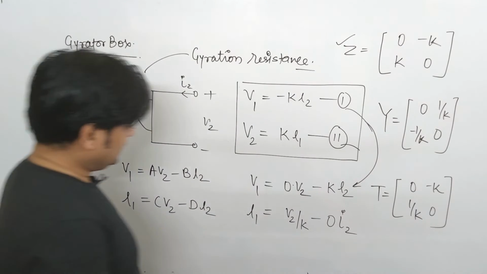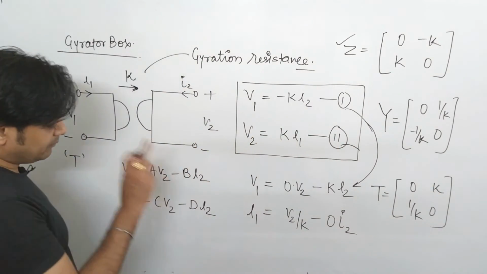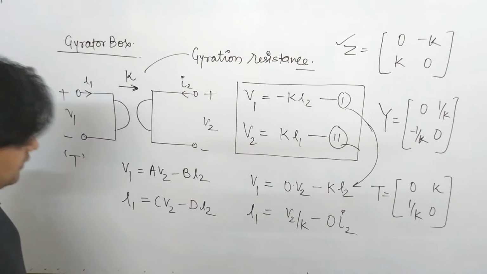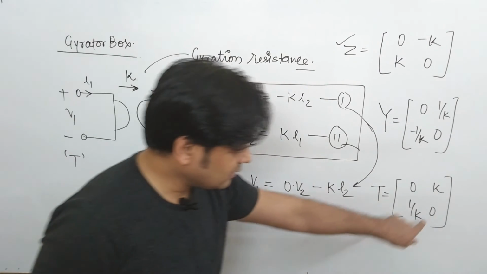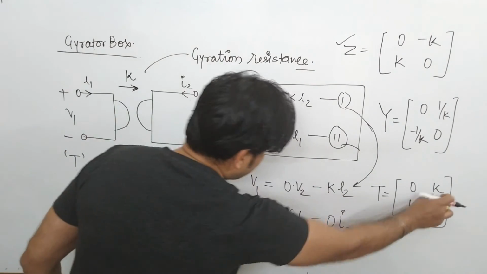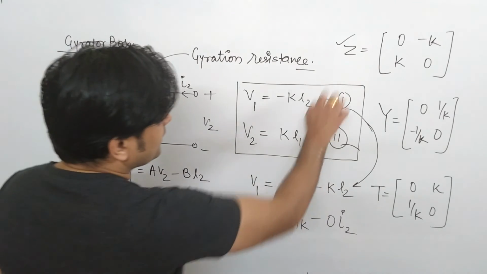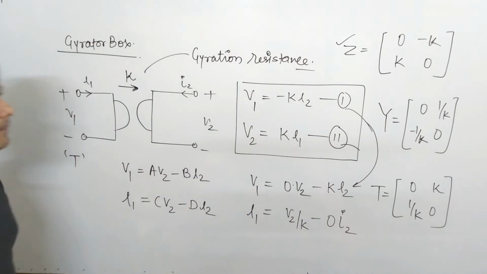So this K comes to be positive. Why? Because our B parameter is in the form of minus V1 by I2, and that's why this comes to be positive. The value of B is basically K here, and that's why I put it as K. So the transmission matrix T is in the form of 0, K, 1 by K and 0. So now you have to find Z, Y and T. For the gyrator box we have identified all three matrices. Just keep in your mind because this is one important question.